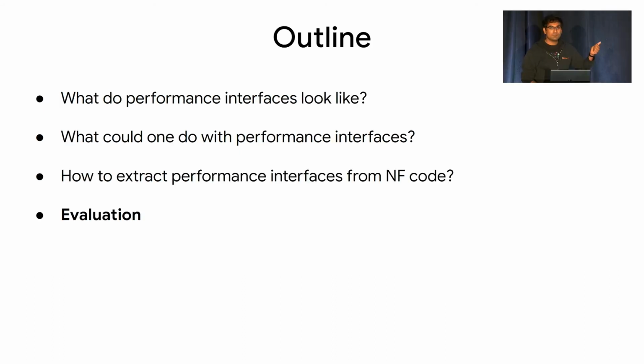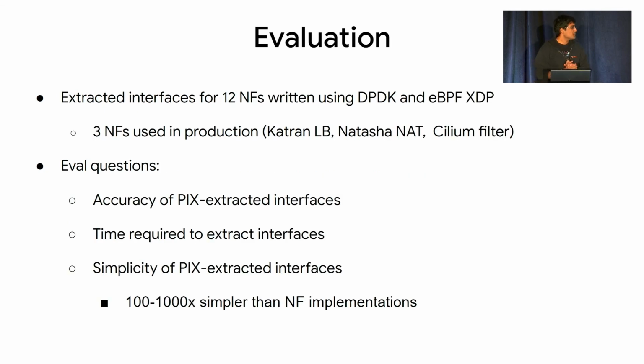Finally, I'll zip through a few results from our evaluation. So we used PIX to extract performance interfaces for 12 NFs written using DPDK and eBPF's express data paths. These are arguably the 2 most popular ways to develop NFs today. 3 of the NFs we extracted interfaces for are actively used in production. Katran is a load balancer from Facebook. Natasha is a NAT used at Scaleway. And we also extracted an interface for the filter used by Cilium.